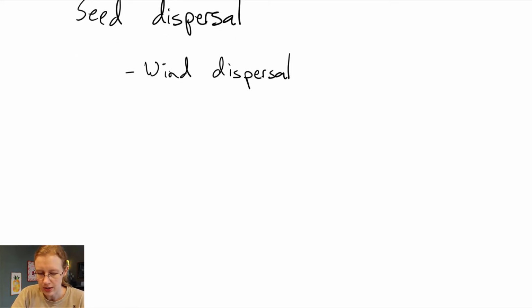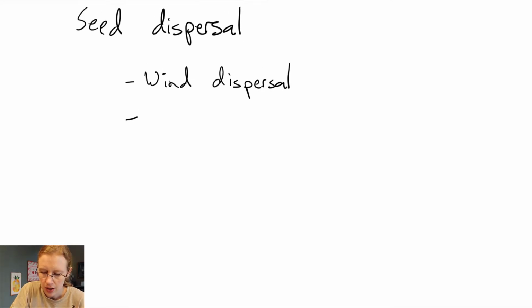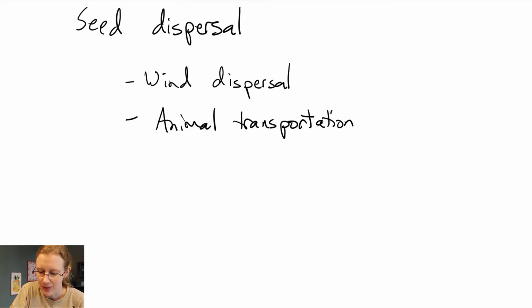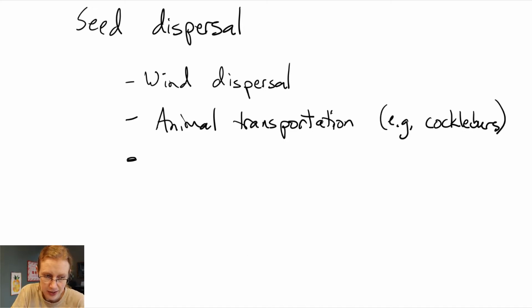So some other ways that seeds can be dispersed would be, for example, by using animals, animal transportation. For example, there are some seeds that just stick to fur and our socks. They get trapped. So animal transportation. A good example of that is cockleburrs. And then finally, also using animals, animal ingestion.